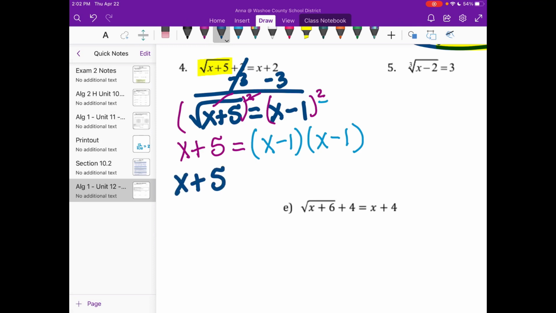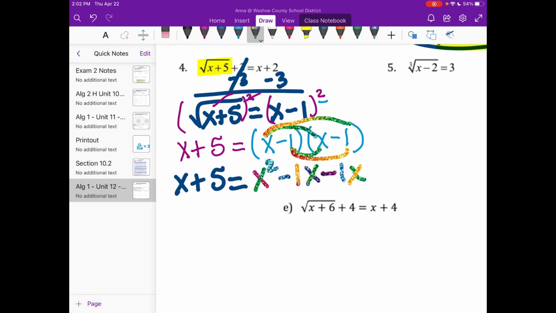So we have our x plus 5. And in my class, when we multiply, we call it double rainbow. So it's only fitting that the rainbow pen comes out. So x and x is x squared. x times negative 1 is negative 1x. Again, negative 1 times x, another negative 1x. And negative 1 times negative 1 is positive 1. Told you, it's a tough one, but we're ready.